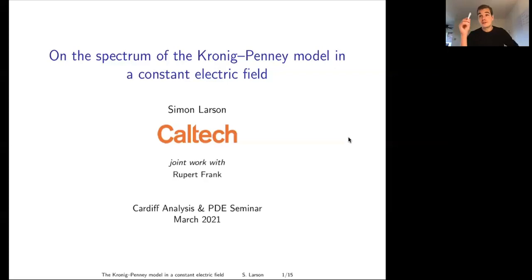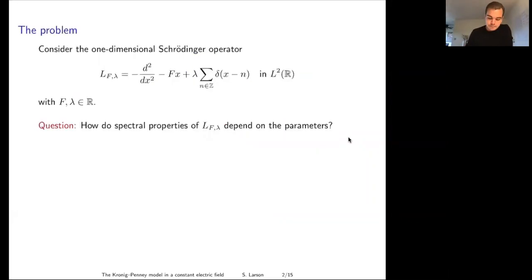So what I'm going to talk about today is some recent joint work with Rupert Frank on a particular family of one-dimensional Schrödinger operators. And well, I say recent, but it's not even on the archive yet, so it's brand new out of the box. But hopefully we should have something on the archive in the next few weeks, maybe a month if we're slow. Okay, so what is the problem that we're looking at here?